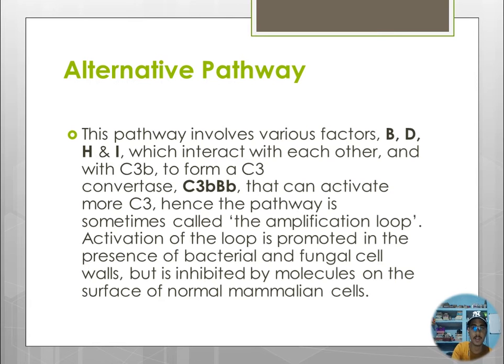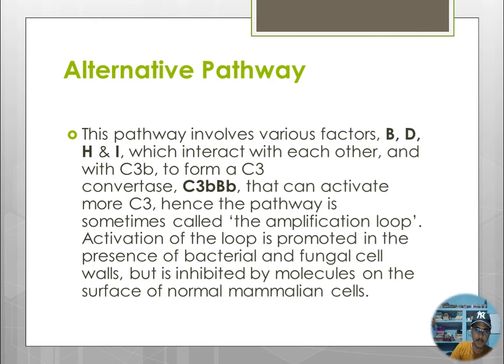you should also remember that there also comes a factor called factor P. We call it properdin. Now this properdin stabilizes the C3b and Bb. Okay, so factor P, called properdin, stabilizes the C3b and Bb, so that the C3 convertase gets stabilized, and after the stabilization, more C3 gets activated. Okay, more C3 gets activated.